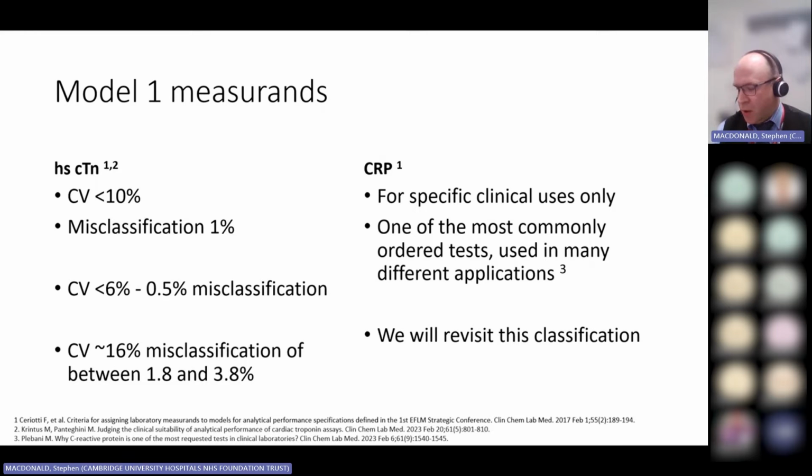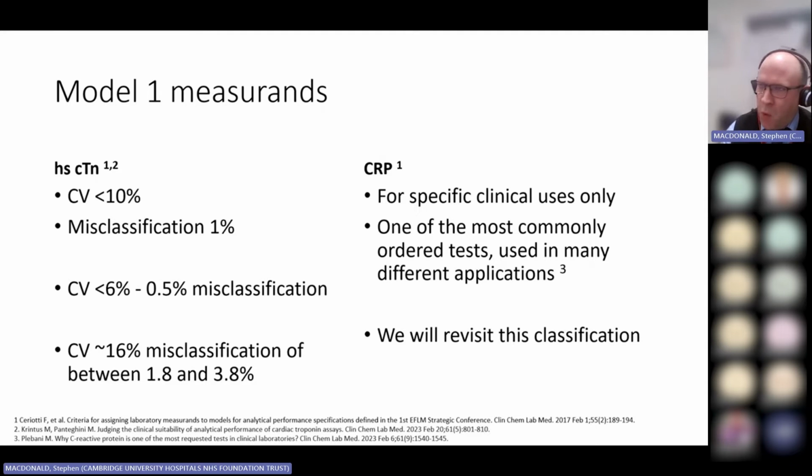But we do have measurements that are linked to Model 1. And again, these are through simulation data. And after the conference in 2014 and the publication in 2015, the work began with trying to assign different measurements to different models. So a good example for the Model 1 measurements is the high sensitivity cardiac troponin, where it was simulated that a coefficient of variation less than 10% will result in a misclassification error for patients with acute coronary syndrome of 1%, and that's considered acceptable.